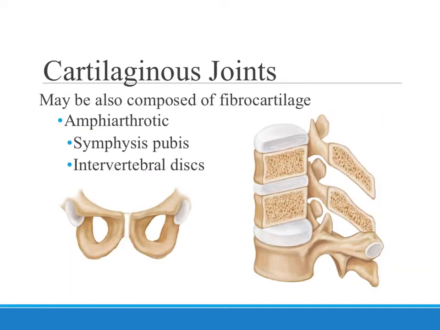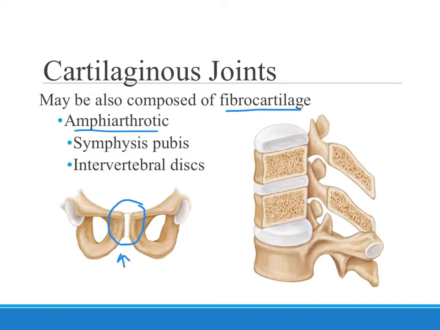The second type of cartilaginous joint is made of fibrocartilage. And again, there is a little bit of movement, or amphiarthrotic. One example of that is your symphysis pubis, the joint that connects the two bones of the pelvic girdle, or the pelvis, in front. In the back, you're connecting to the sacrum of the vertebral column. This is the joint that's going to expand a little bit with childbirth for women.